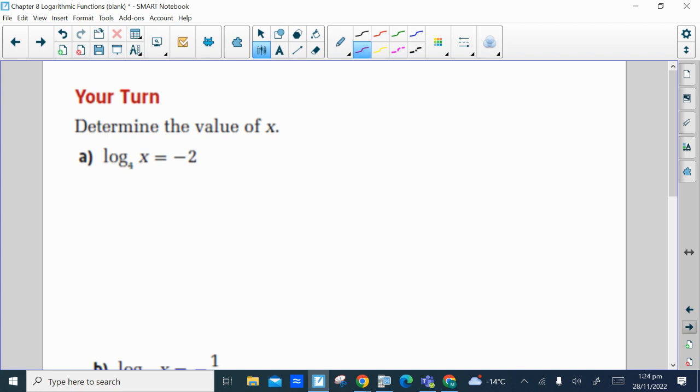So for these ones, again, it says determine the value of x. So try A on your own, and then we'll check it.